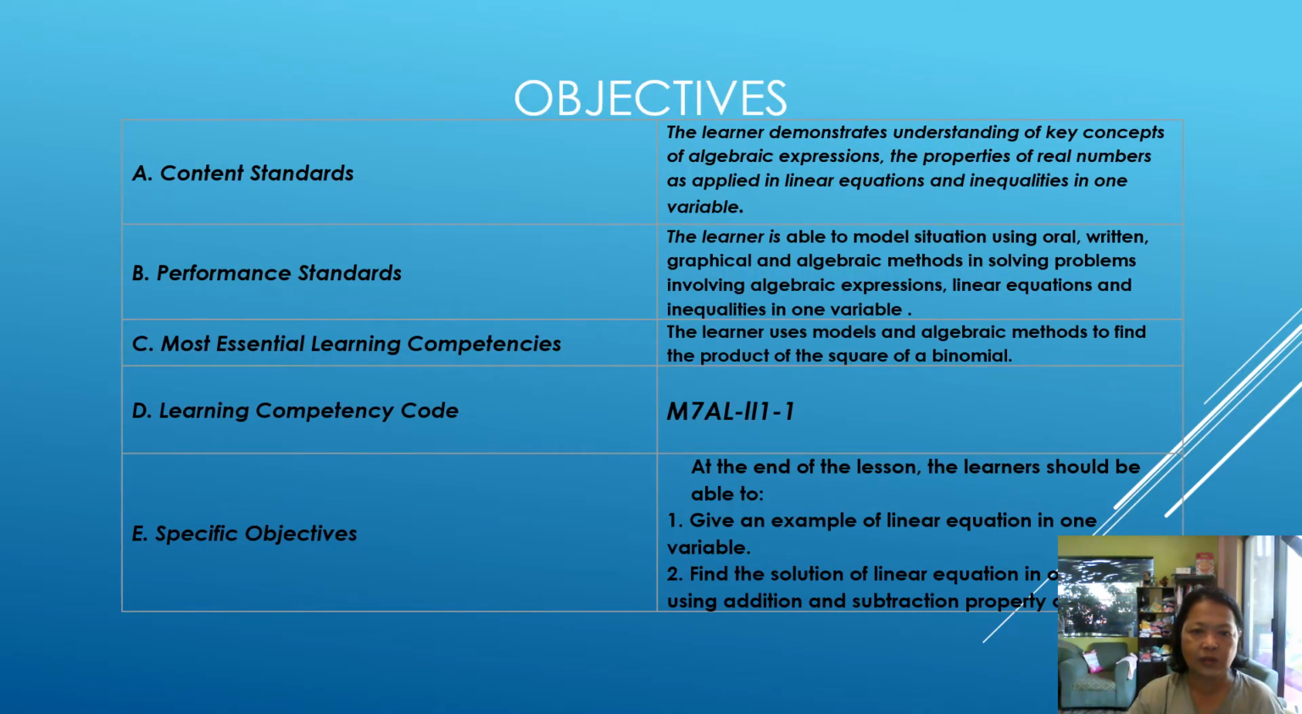So, in our objectives, in A, the content standards: the learner demonstrates understanding of key concepts of algebraic expressions, the properties of real numbers as applied in linear equations and inequalities in one variable. In the specific objectives, at the end of the lesson, the learner should be able to, number one, give an example of linear equation in one variable, and number two, find the solutions of linear equations in one variable using addition and subtraction property of equality.